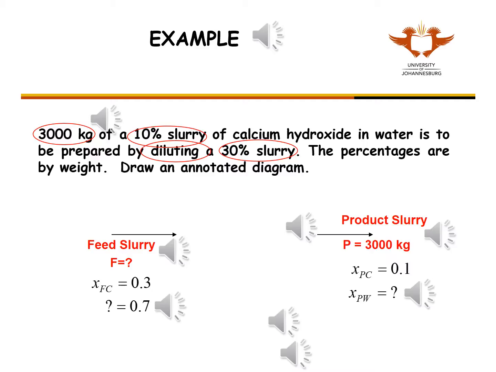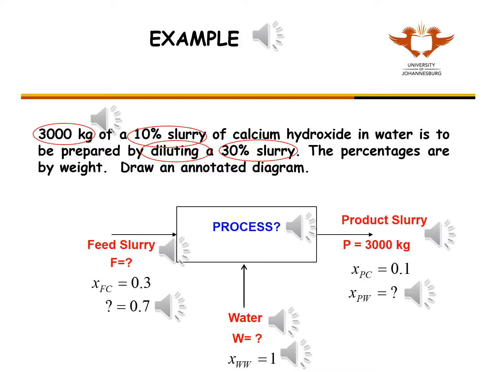For the dilution, there needs to be a second feed stream, consisting of water, named W, with an unknown flow rate. What will the mass fraction of water be? XWW is equal to 1. If you picture the process, you may realize that the two feed streams need to be mixed. The process is therefore mixing.